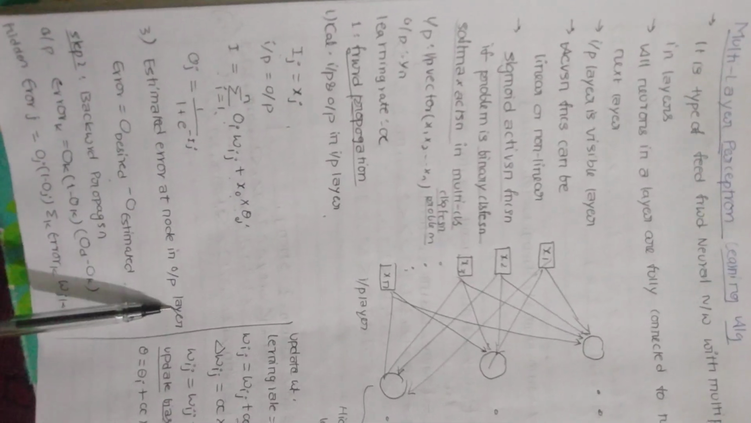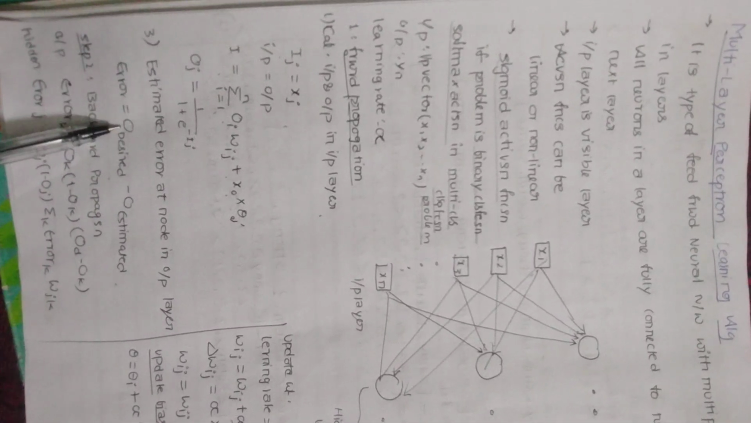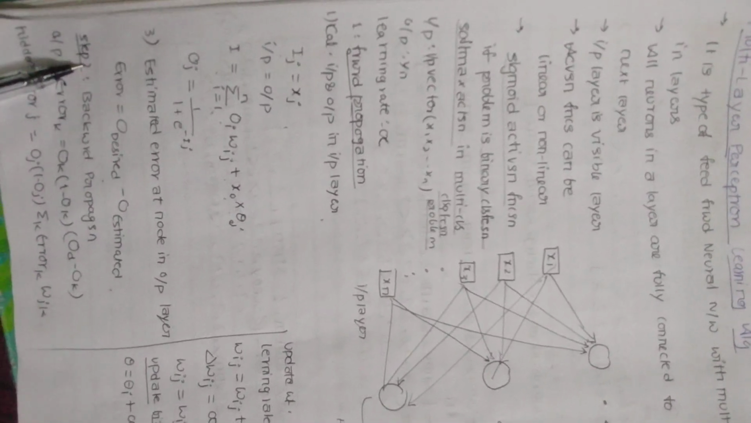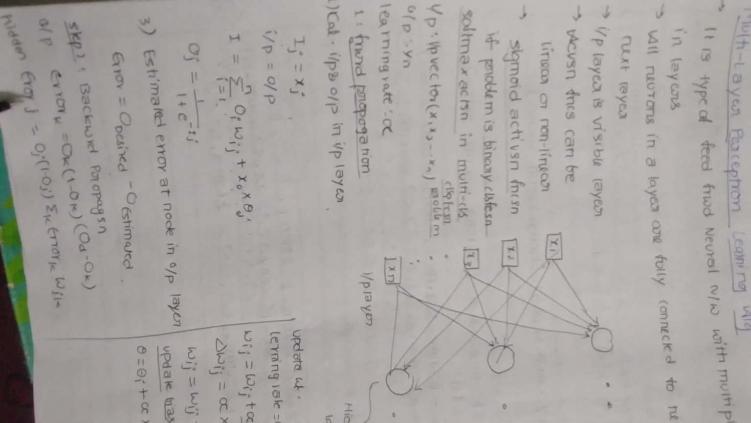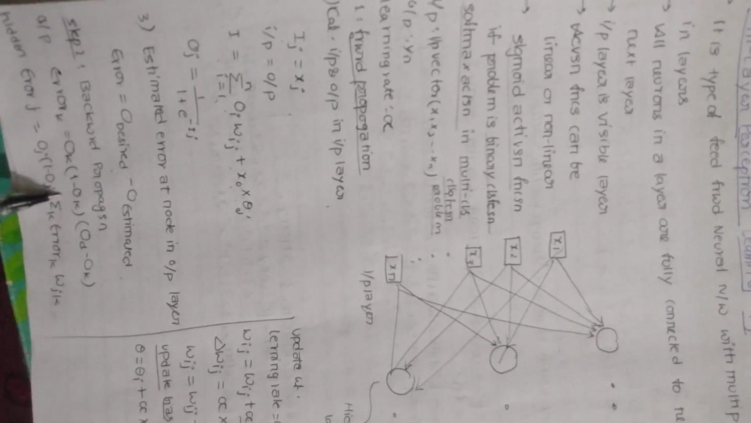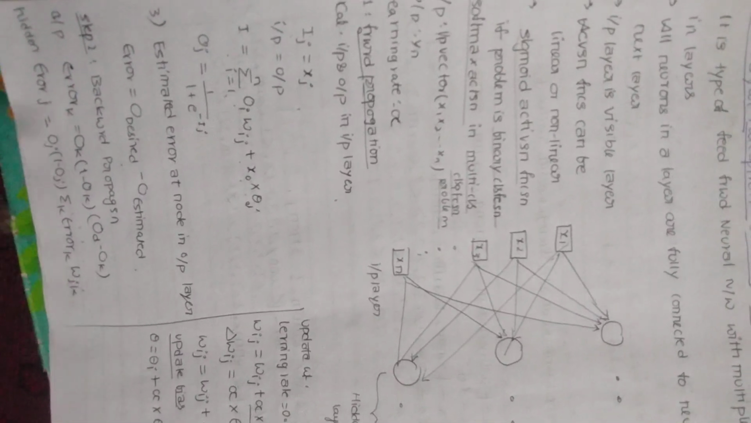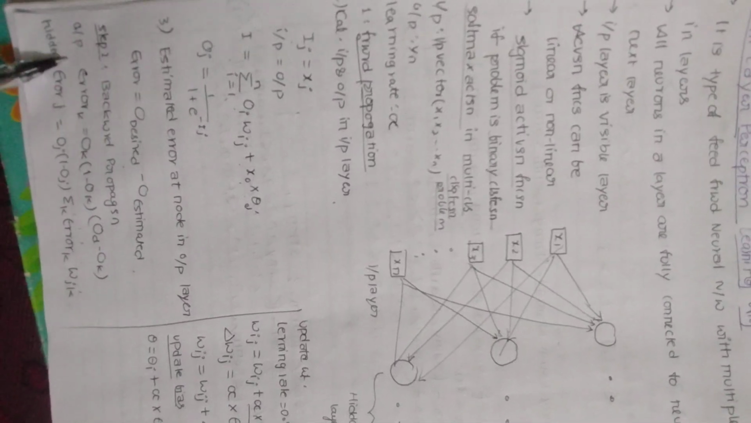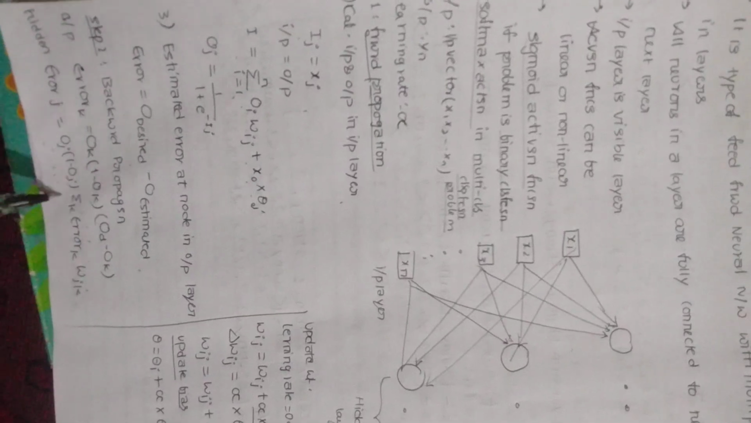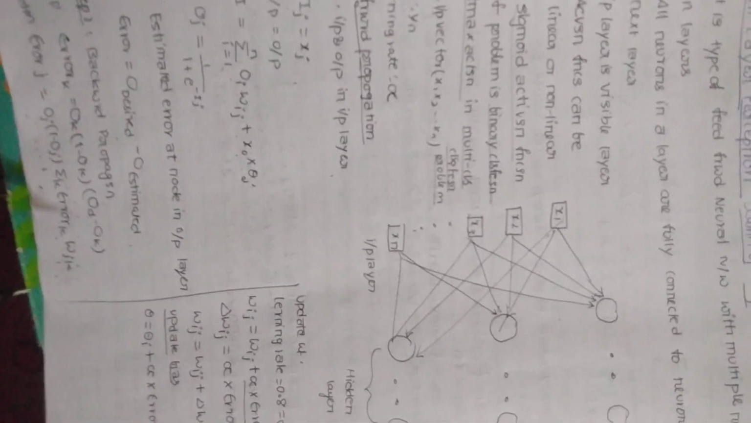Estimated error at a node in the output layer: if we want to know the error, it is the desired output minus the estimated output. Step 2 is backward propagation. The output error for k is equal to Ok into 1 minus Ok into desired output minus Ok. That is for the output layer. For the hidden layer, the formula is error j equal to Oj into 1 minus Oj, summation of k error k wjk.